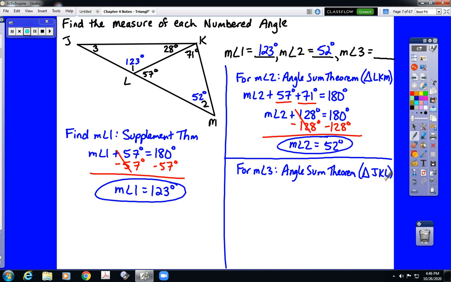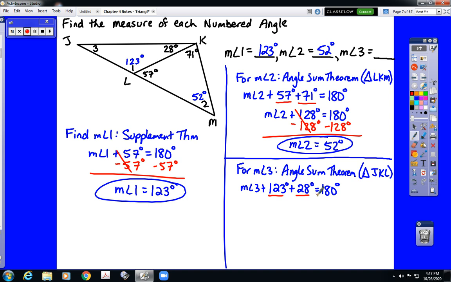In that triangle, we have that the measure of angle 3 plus the measure of angle 1, which we already found as being 123 degrees, plus this 28-degree angle form a triangle, which means they must add up to 180 degrees. Same two steps as what we used to find the measure of angle 2.